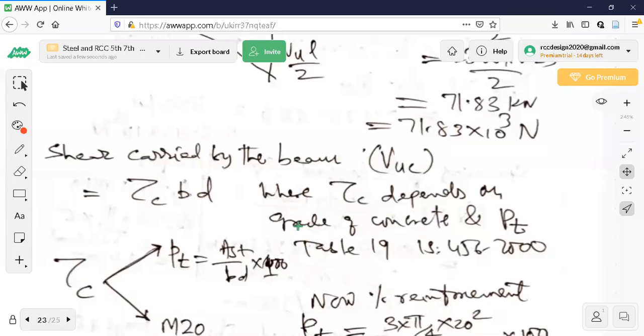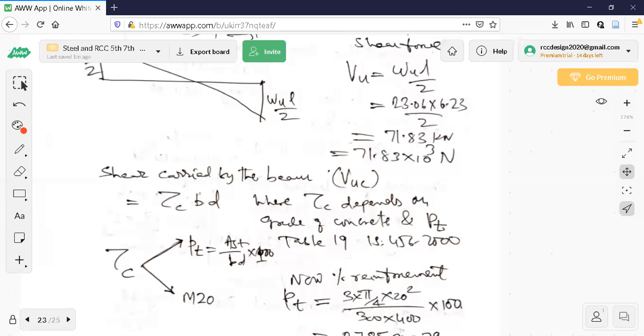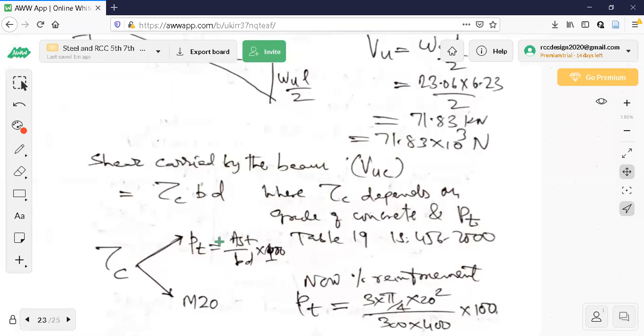Okay. Since tau c BD was less than 71.83, the beam itself will not resist shear. So I need stirrups. So why are the stirrups required? Because tau c BD is less than 71.8. It is here.